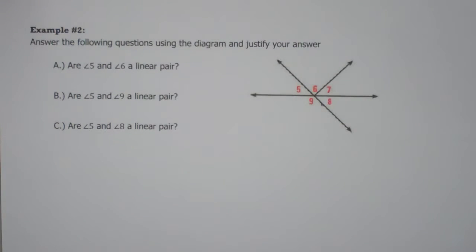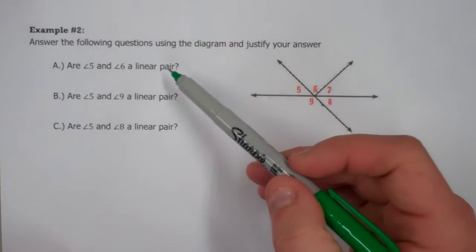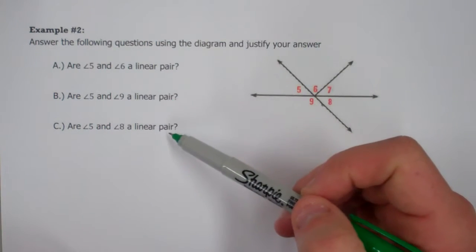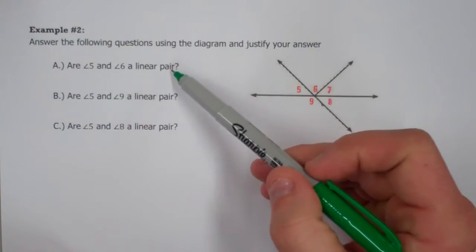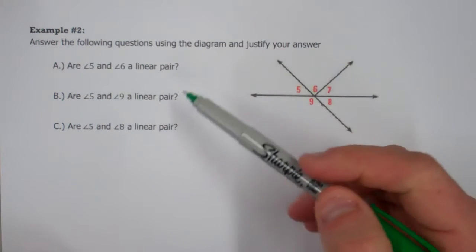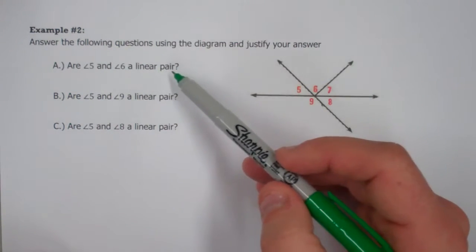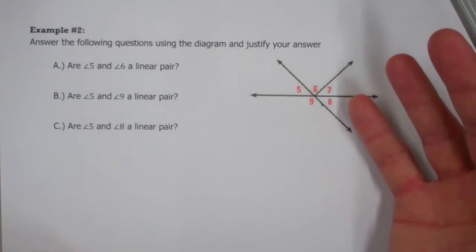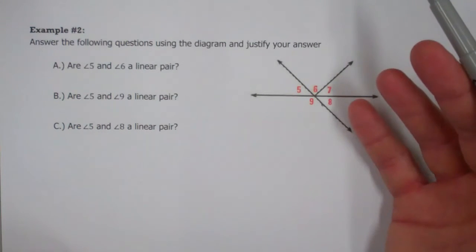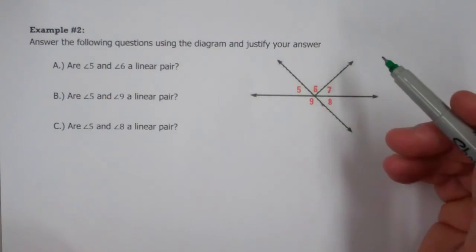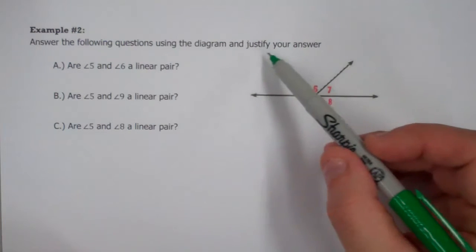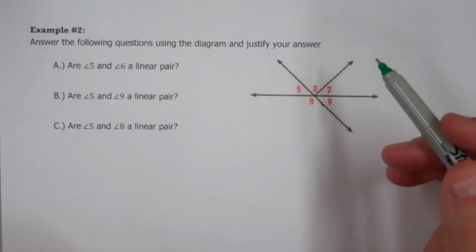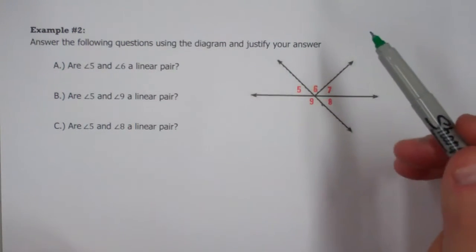In example 2, we need to answer the following questions about the diagram, then justify our answer. And it seems like for A, B, and C here, we're going to be figuring out if each one of these pairs of angles is a linear pair. So first of all, they have to be two of them, and there's just two of them here. Secondly, to be a linear pair, they need to form a line together, and they need to be adjacent. So we're going to look for those two things. And that'll really be our justification here. So I'll do that verbally with you, and you can write it down if you'd like.